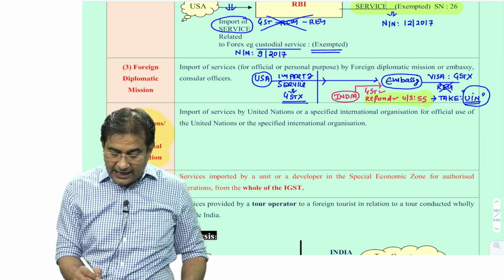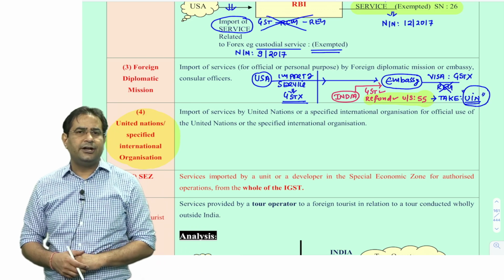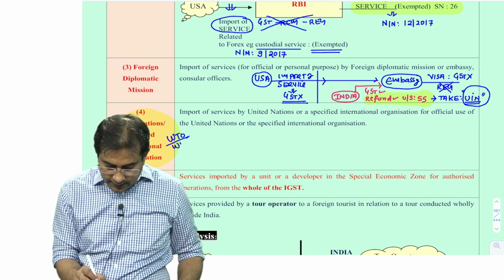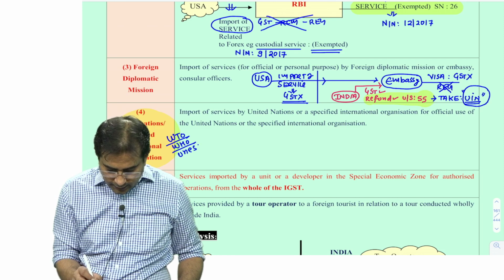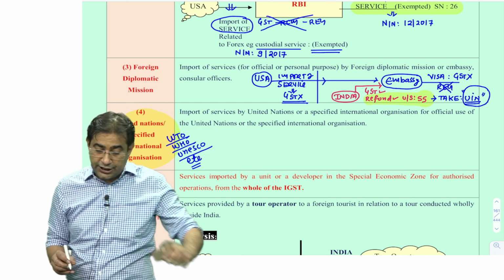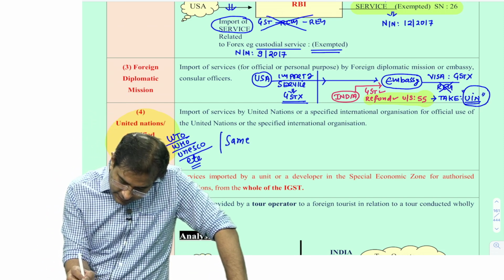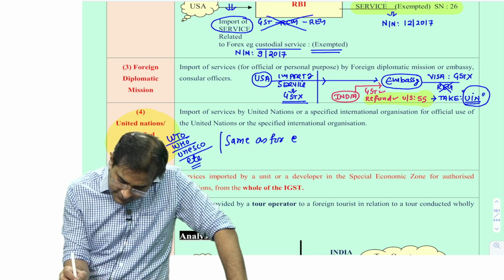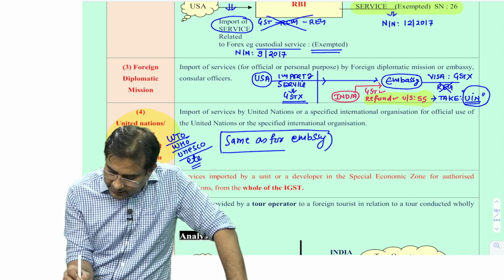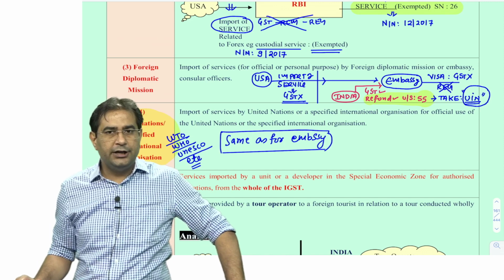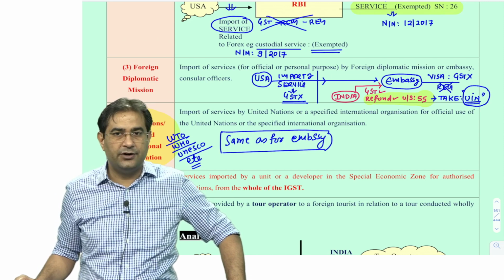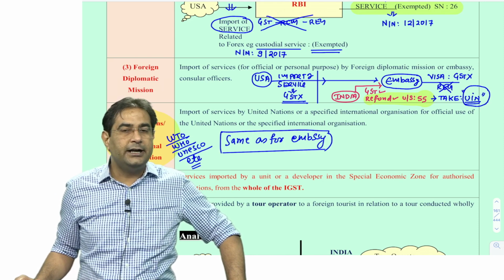Exactly the same provision is applicable to the United Nations bodies like WHO, WTO, UNESCO, UNIDO, etc., IMF. So same as for the embassy, services provided by WHO, etc., are not liable to GST. Any kind of services domestically taken by the United Nations, WHO, WTO, first of all, are liable to GST, but they can claim refund under section 55.